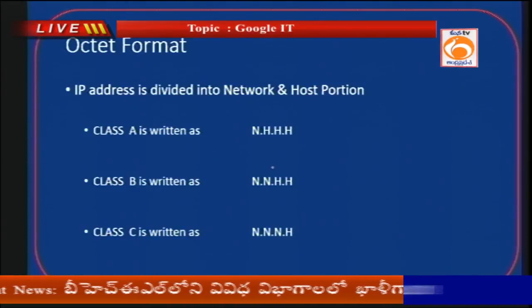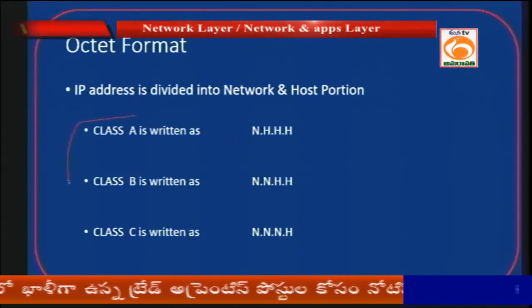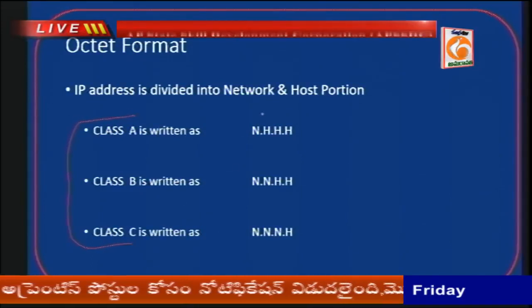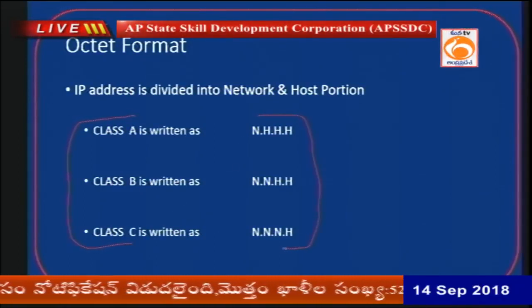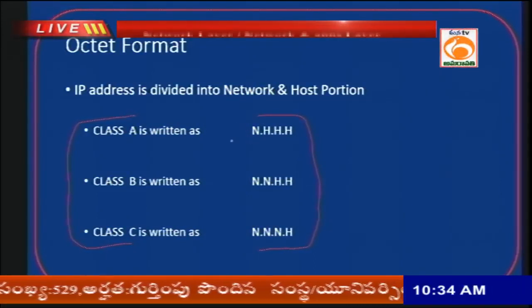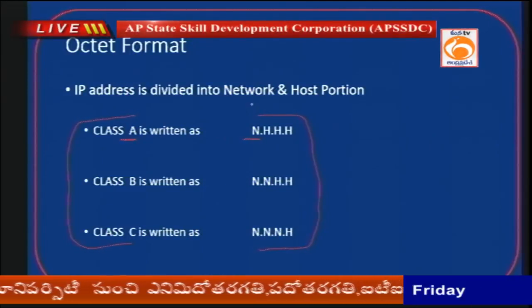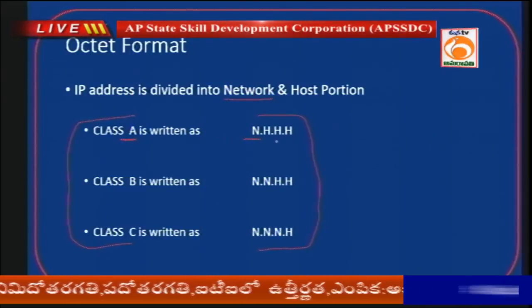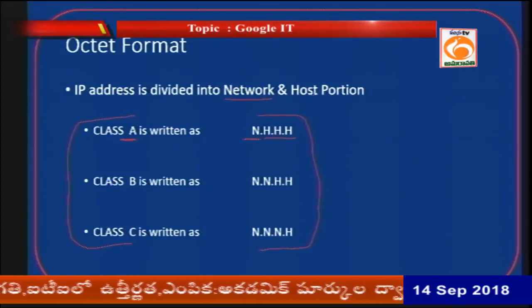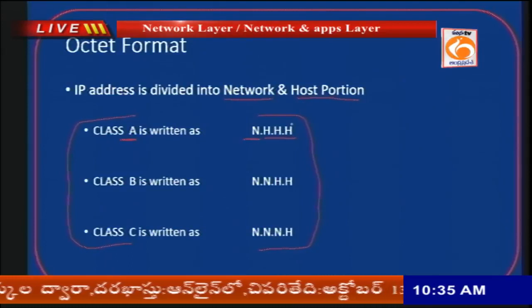Okay, so let's now look at the octet format. These are the three classes that we mentioned. They are only usable in our networks. Class D is reserved for multicast, and class E is reserved for research and development. So in these 4 octets for class A, only the first octet is reserved for the network portion, N represents the network portion, and the 3 octets are meant for the host portion. We will discuss what this network and host represent.